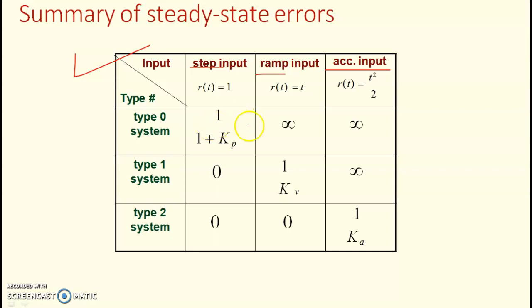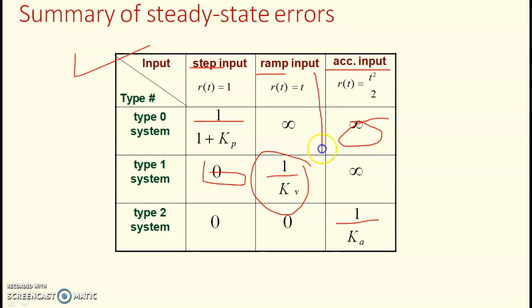So for step input, what is the equation? It is 1 divided by 1 plus kp. For ramp input it is infinity, that is, the steady state error is infinity. For parabolic, if it is a type 0 system, the steady state error is infinity. Like that for type 1, if you come to the type 1 system, then you have to consider the velocity error constant, which corresponds to the input ramp, as you can observe here. So for a type 1 system, step input error is 0, and parabolic input is infinity.